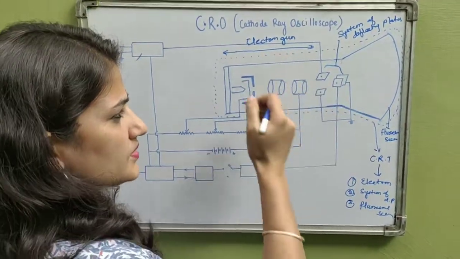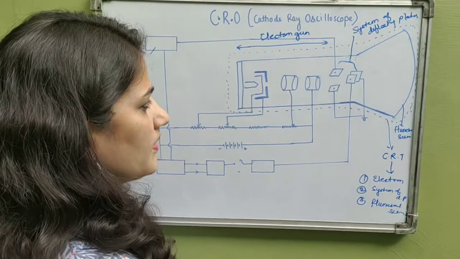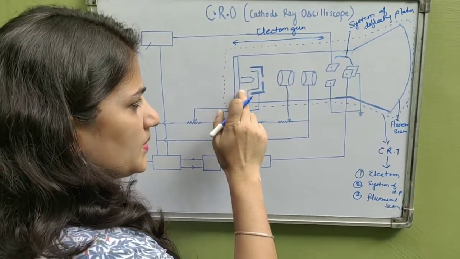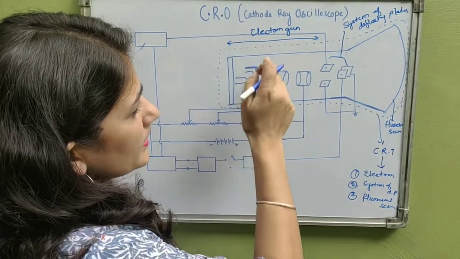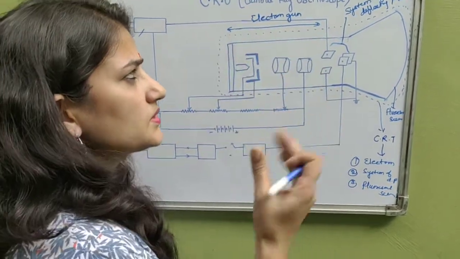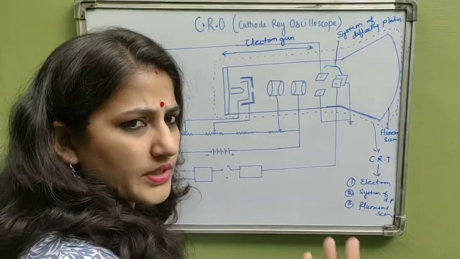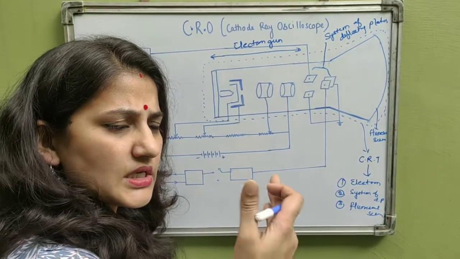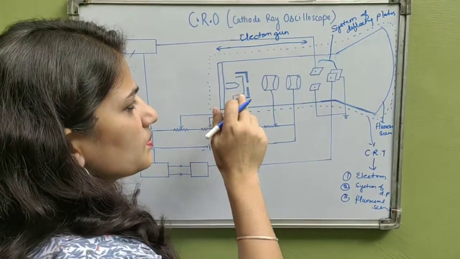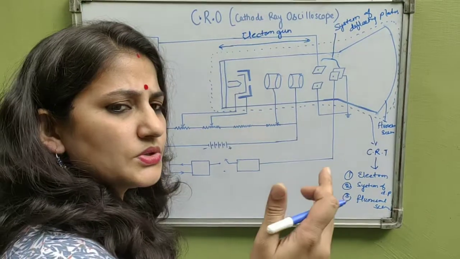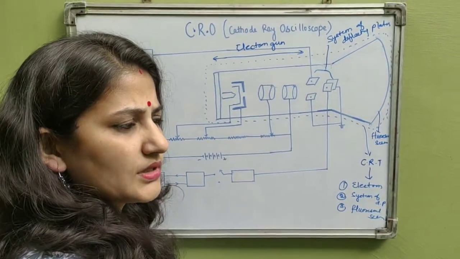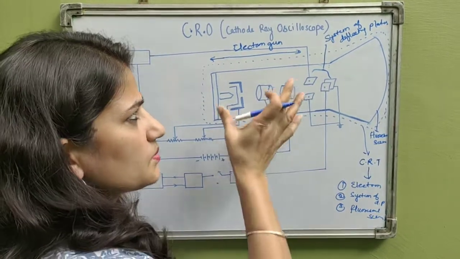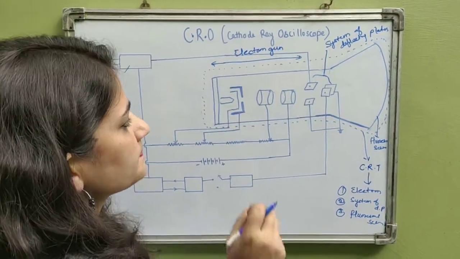Now, how with the help of the CRT can we produce the beam of light? This is a heating filament. Why do we call it an electron gun? What is the purpose of a gun? The purpose of a gun is to fire a bullet at very high speed. So the purpose of this electron gun is to produce a beam of electrons moving at very high speed.